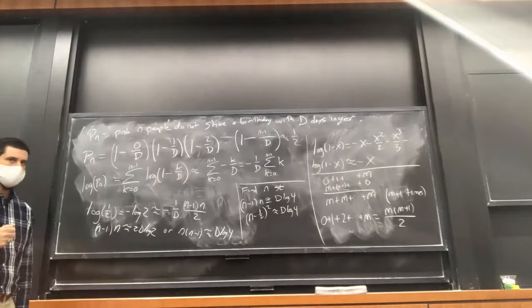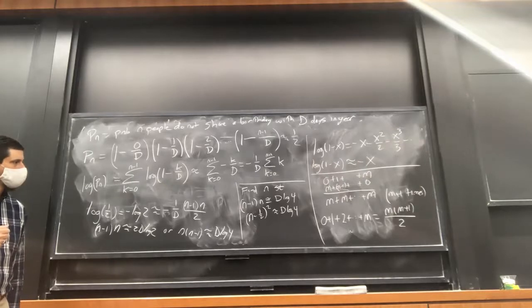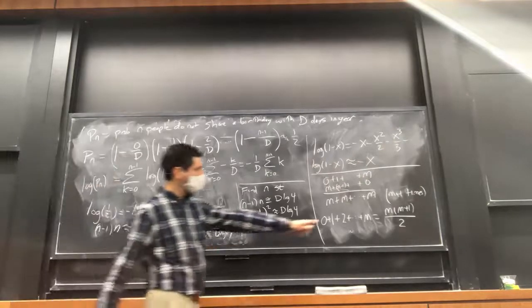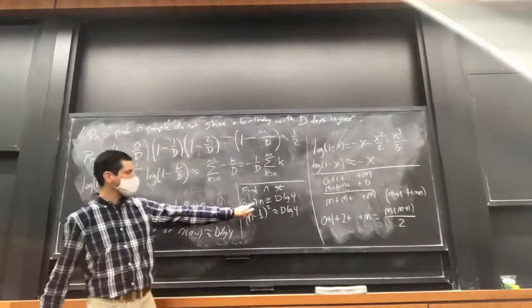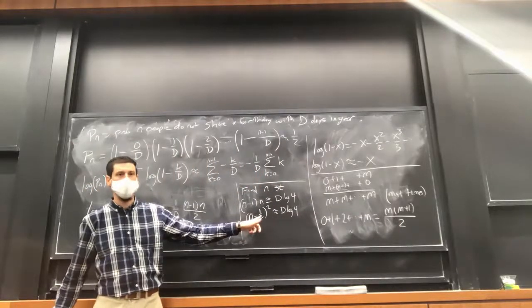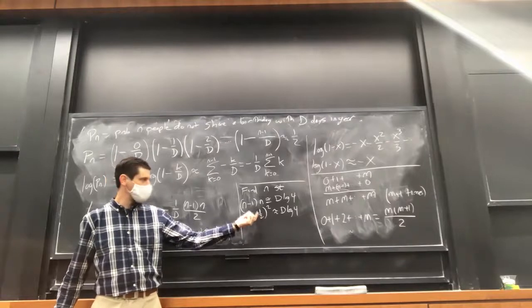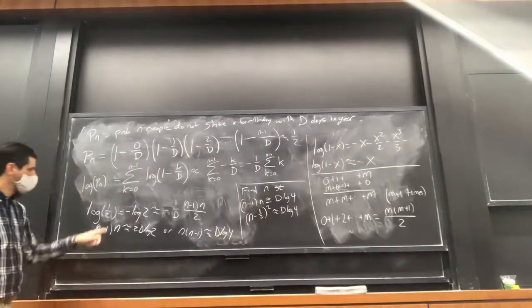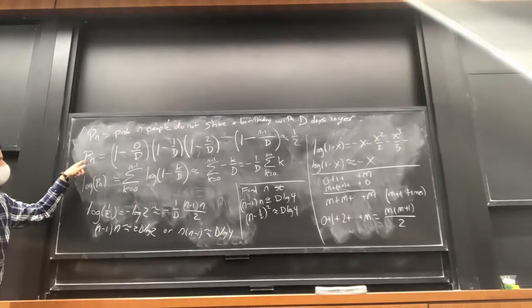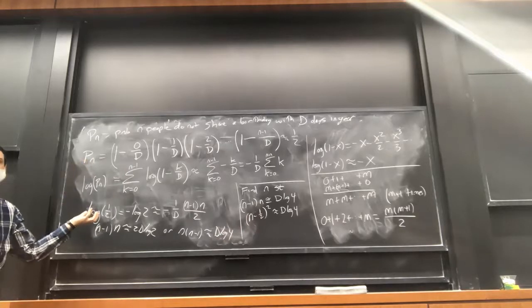Yes? Where is the 1 half? Because when I have my sum, I'm replacing n minus 1 times n with n minus a half squared. This number is halfway between n minus 1 and n. Oh, and it like only has the log of 1 half. Oh, because I want the probability to be 50%. Right, I'm trying to find what n gives me a probability of 50%.